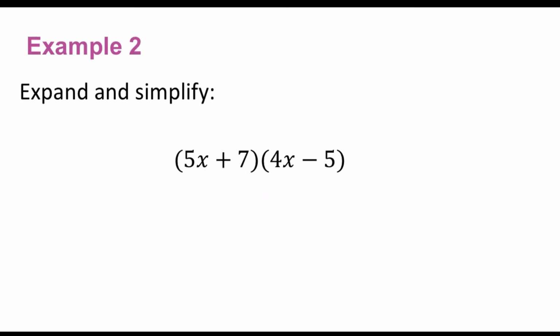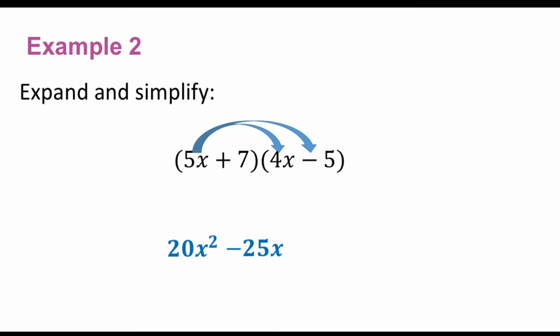Now let's look at a second example, expand and simplify. Now I'm going to take the first term in my first bracket to multiply each term in my second bracket. So that's 5x times 4x, that's 20x squared, and then that's 5x times a negative 5, that's negative 25x.